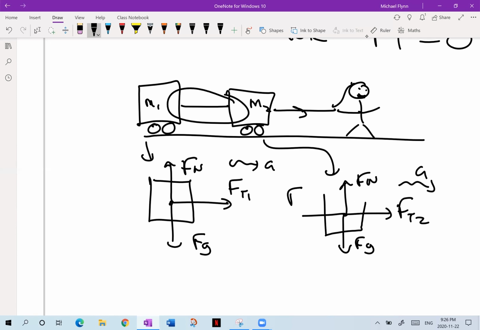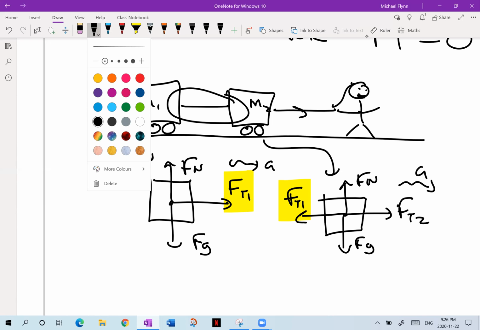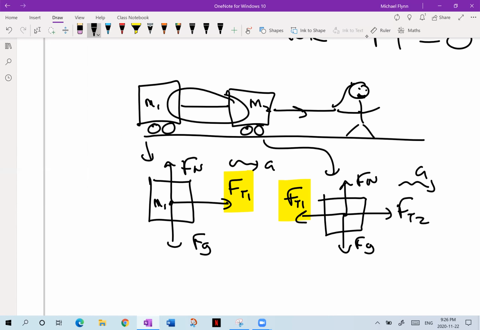Okay, pardon me for erasing the box. Force of tension 1 pulling it backwards. Now, these two forces I will highlight in yellow are also... So this is mass 1, this one is mass 2, okay? I'll put it above here: mass 1, mass 2. So these are two different masses, right?